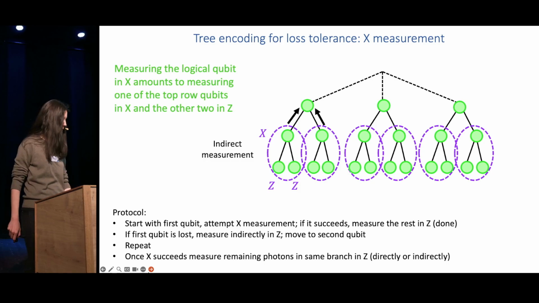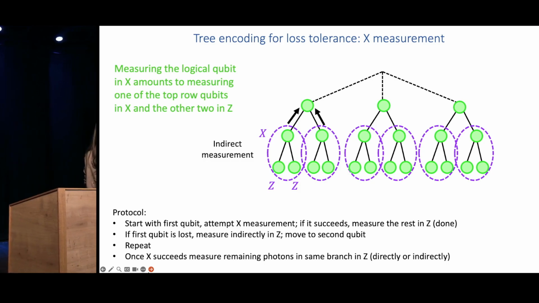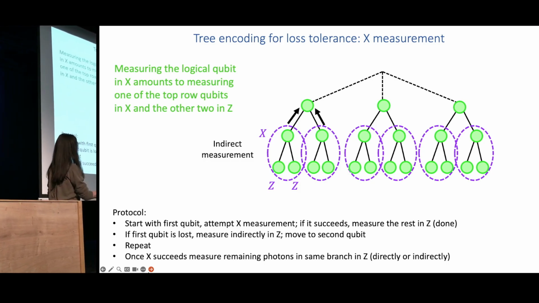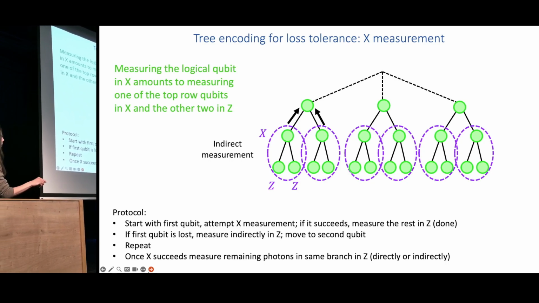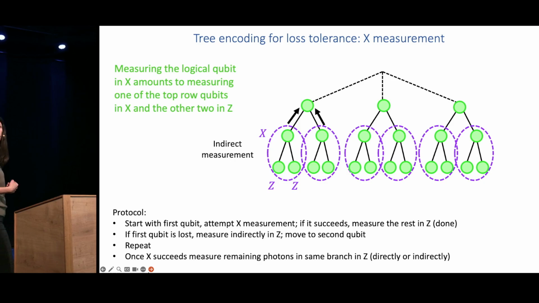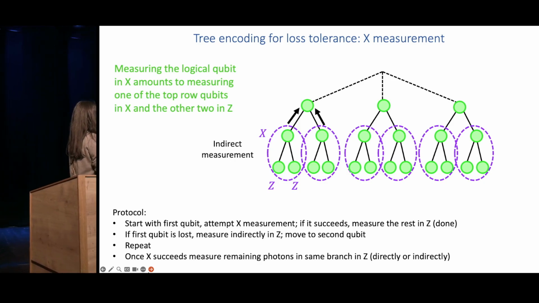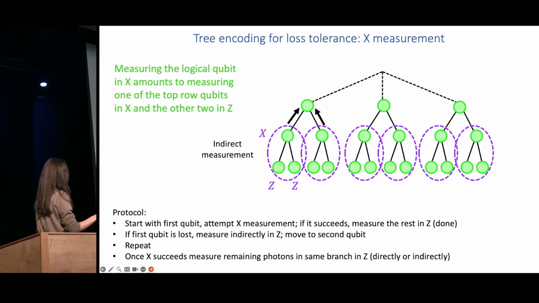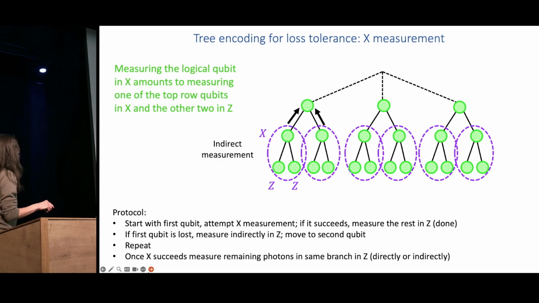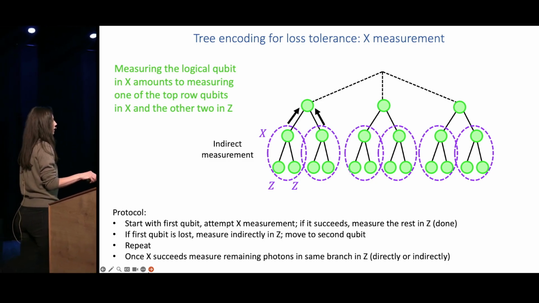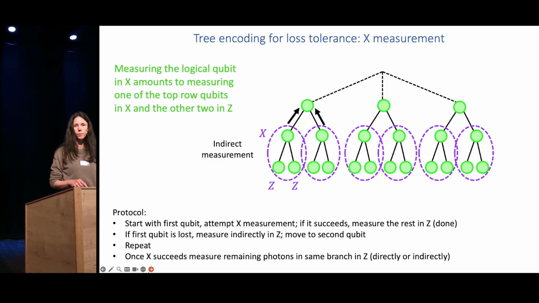So this is summarizing this protocol. I start with the first qubit. I attempt the X measurement. If it succeeds, I'm done. I measure everything else in Z, directly or indirectly. If the first qubit is lost, I measure it indirectly in Z by using its children qubits here. And then I just repeat until one X succeeds, and the rest are measured in Z.